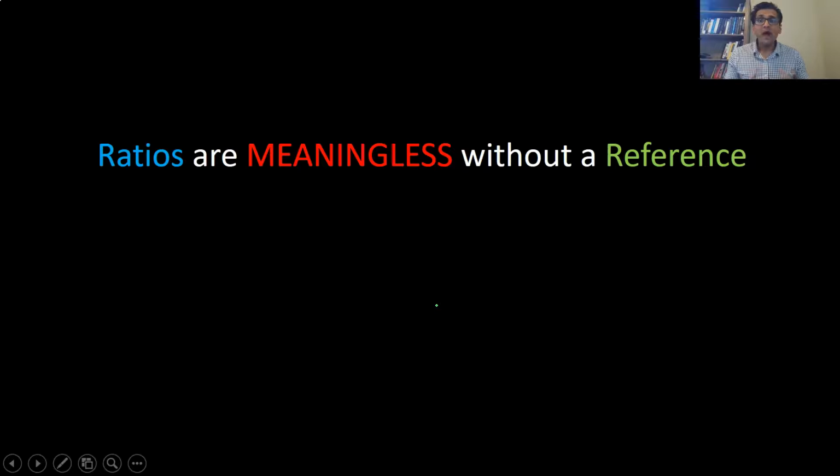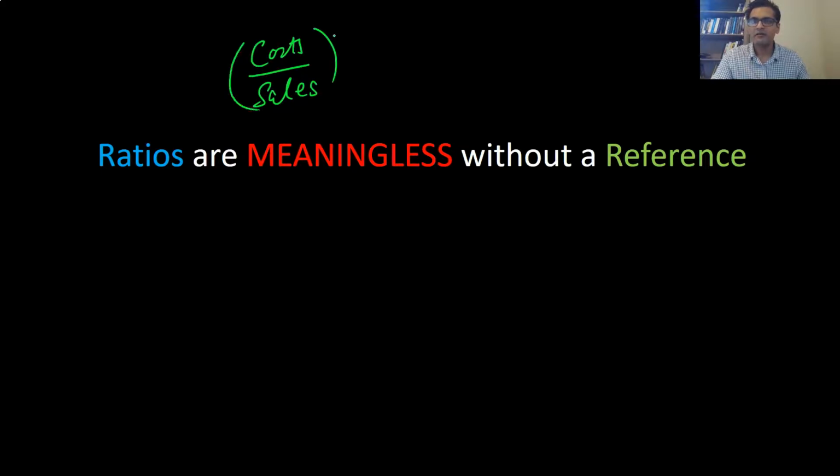A ratio by itself is meaningless. It's meaningless unless you have a reference point, right? So for example, take a look at this ratio that we calculated. It was costs divided by sales. And let's suppose that you calculated this figure for Walmart for 2018. My point is this. You either need to compare this with yourself over time. So you say, hey, you know what? This is the ratio in 2018. Let me see what it looked like in 2019, 2020, and so on.